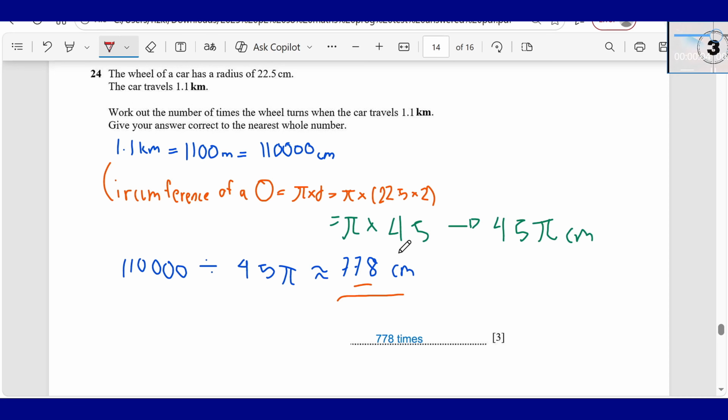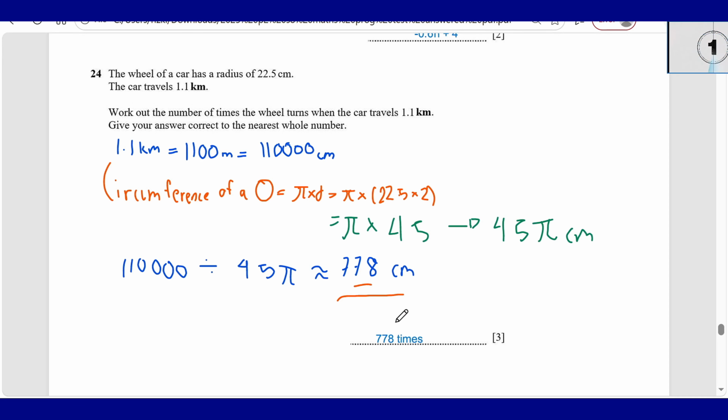Let's check it out. So the answer is 778 times. How do you get that? So 1.1 kilometers converted to centimeters: times 1000 to go to meters, becomes 1100, and then for centimeters it is multiplied by 100, so we add 2 more 0s. Now the circumference of the circle is pi d, so pi times 22.5 times 2, we get 45 pi.